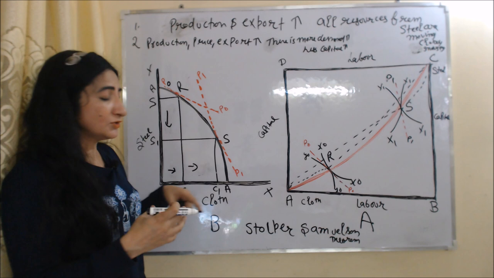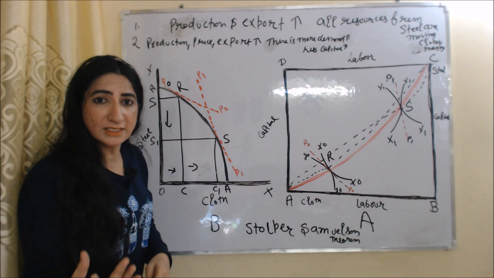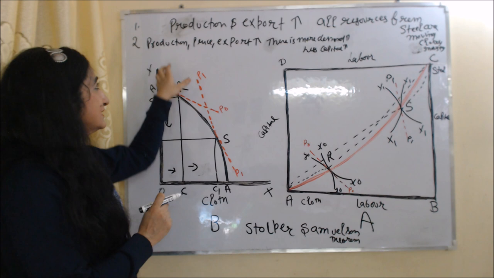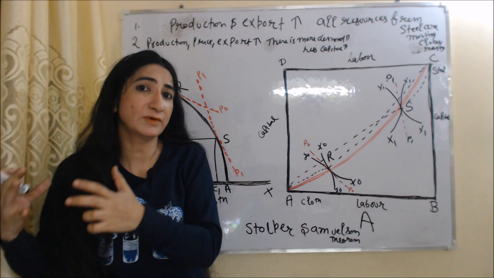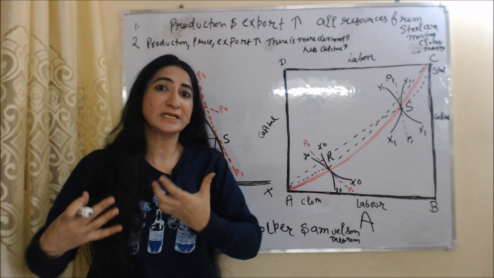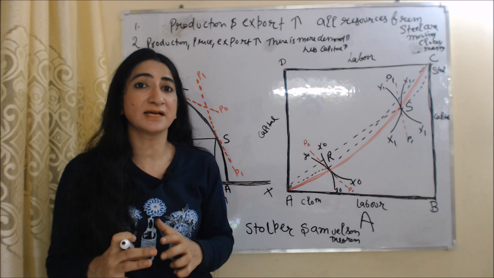You can see here, as production of cloth increase, export of cloth increase, all resources from steel industry is moving in cloth industry. And second thing, as production, price and export of cloth increase means there is more demand of labor, because cloth is labor intensive good. For production of cloth we need more labor. There is more demand of labor but less demand of capital. As a result, wage rate increase and interest rate fall.